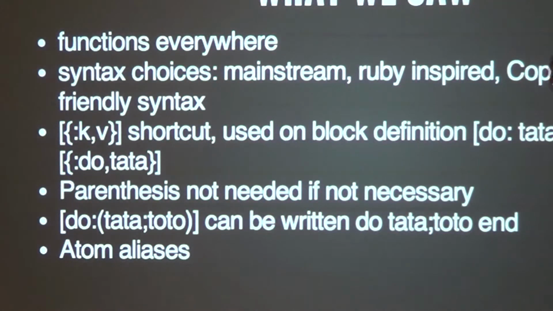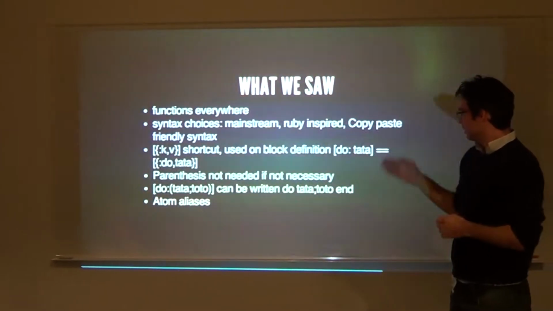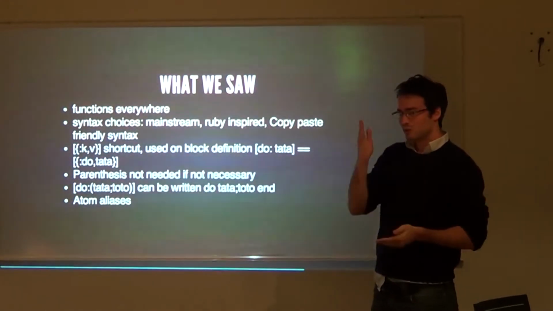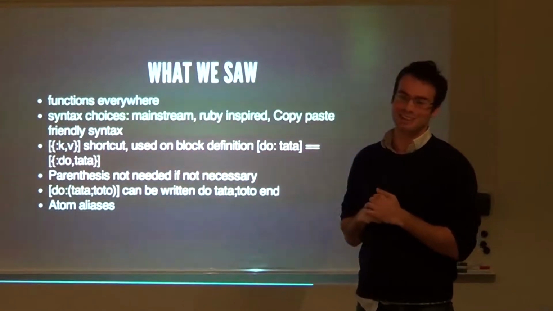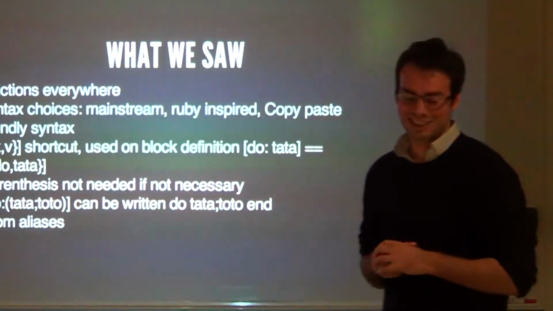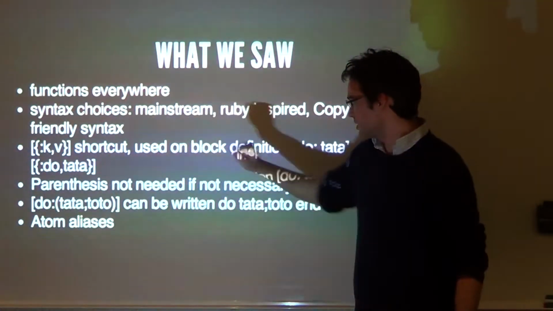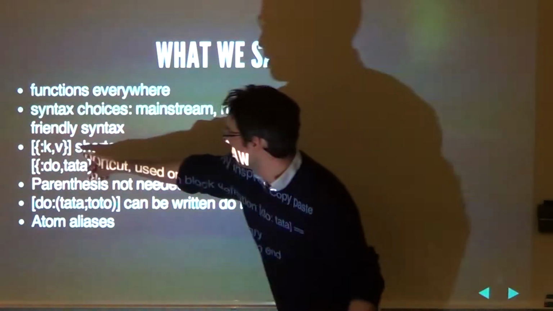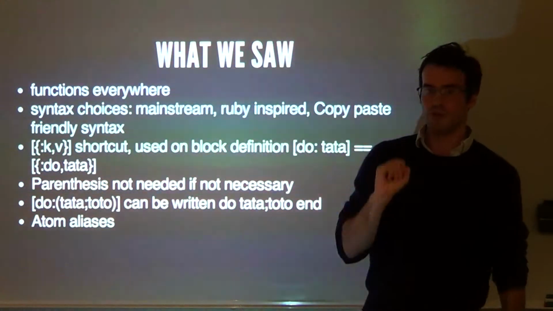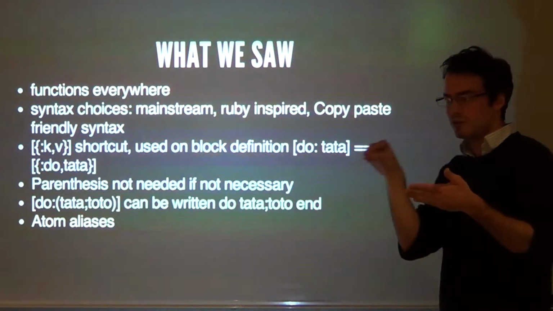So what we saw: functions everywhere, and syntax choices. It's more mainstream than Erlang's prolog-style syntax. It's Ruby inspired. The instruction separator is a new line, so you can do copy and paste. It's really useful because you cannot do that in Erlang, and it's quite frustrating. Then a small shortcut: you can replace a prop list that you use in Erlang many times. It's a list of tuples of two elements, with the first element being a symbol which is the key of the value.